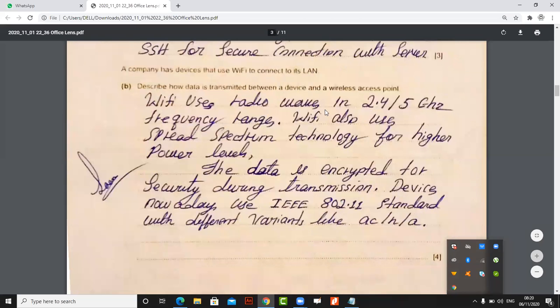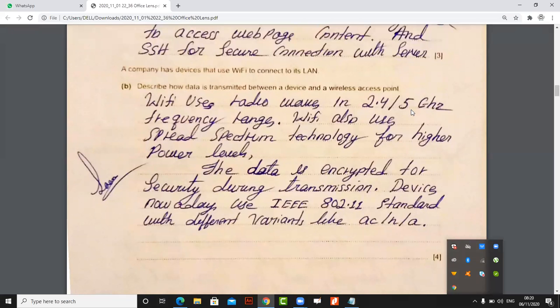So Wi-Fi basically uses radio waves. Okay, remember हमने पढ़ा था इसमें there are 2 categories, 2.4 होता है, 5 gigahertz.